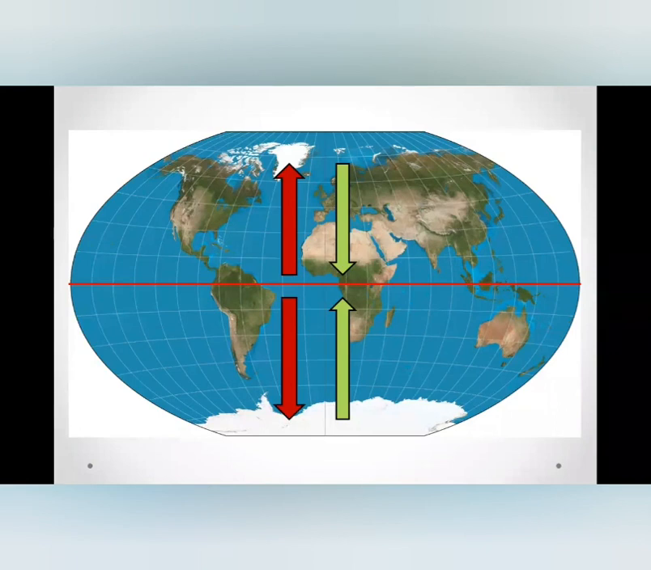Equatorial portion is that portion where mainly hot currents are formed.